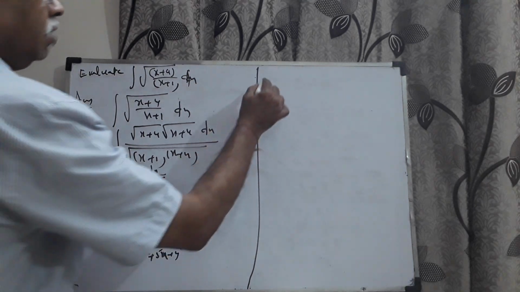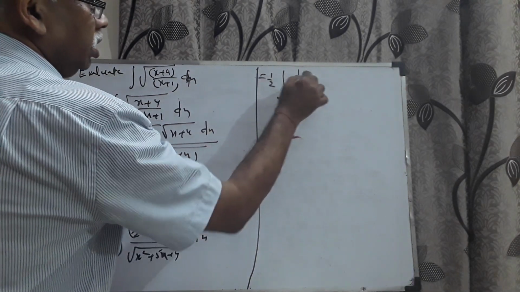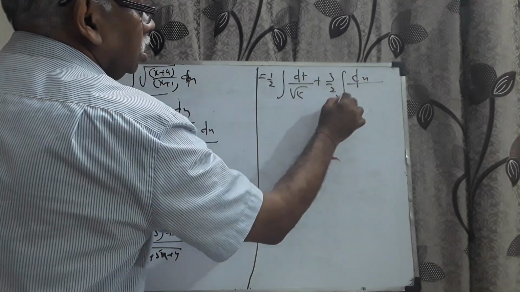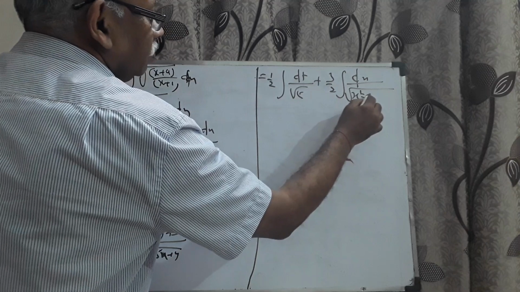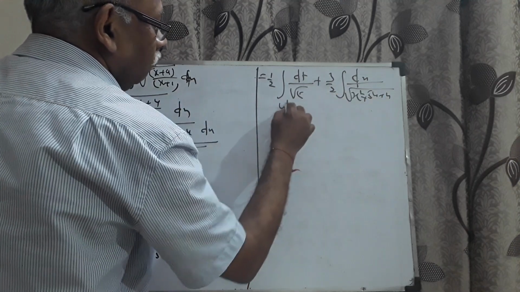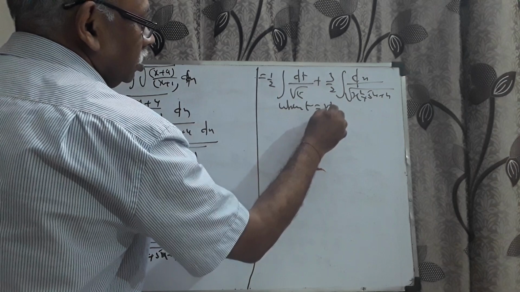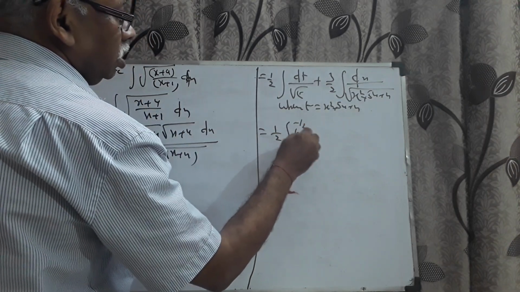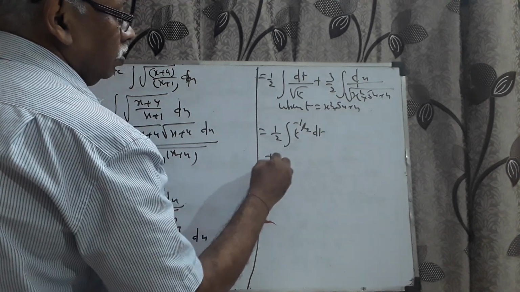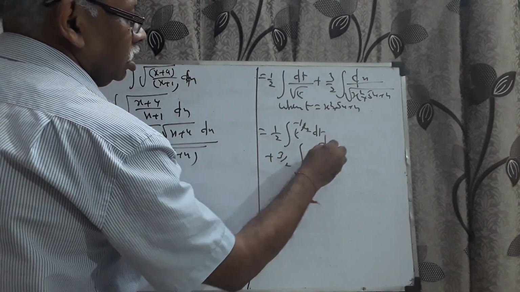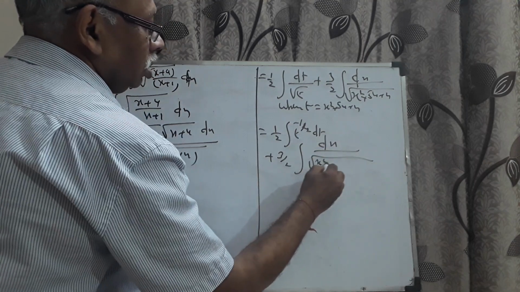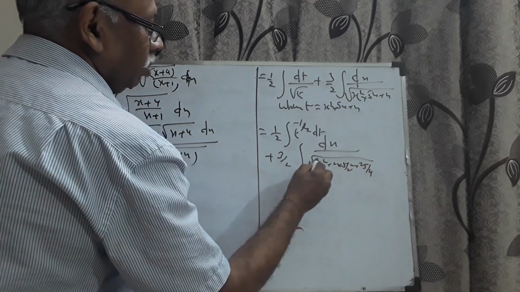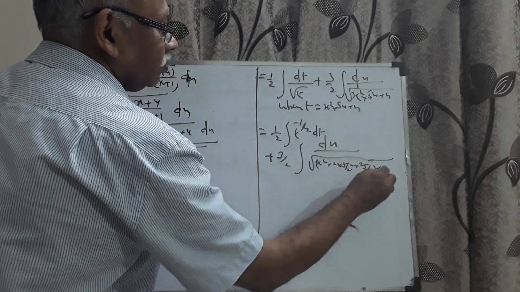Remember carefully. Therefore, this is the form half integral dt by root t plus 3 by 2 integral dx by root of x square plus 5x plus 4, where my t is x square plus 5x plus 4, which is half integral t power minus half dt plus 3 by 2 integral dx by root of x square plus 2 into 5 by 2x, add and subtract 25 by 4. I am trying to make this a perfect square.